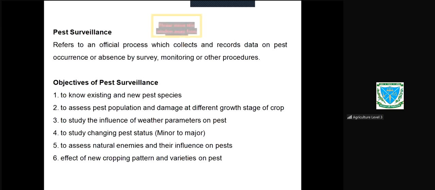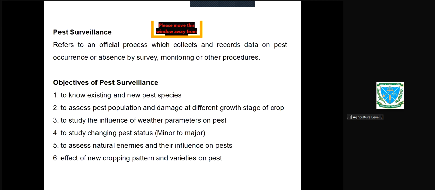To know existing and new pest species. Existence: say for example, for the maize, there are some insects present, such as stem borer, aphid, mealybug, and so on. But the fall armyworm, this is a new pest.